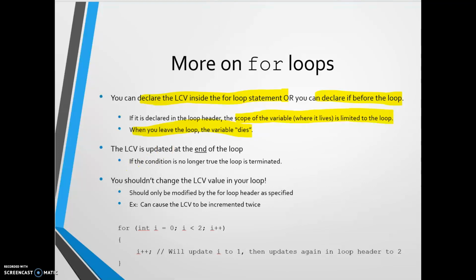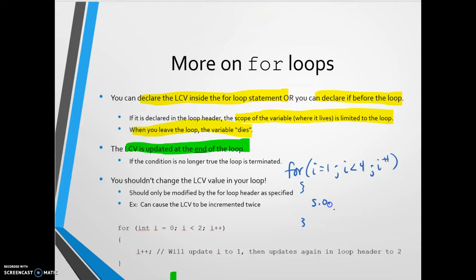Another thing to note is that our loop control variable is updated at the end of the loop. And if the condition is no longer true, then the loop is terminated. So if I were to go through a traditional loop, for example, for i equals 1, i is less than 4, i plus plus, and let's just say I printed the value of i.